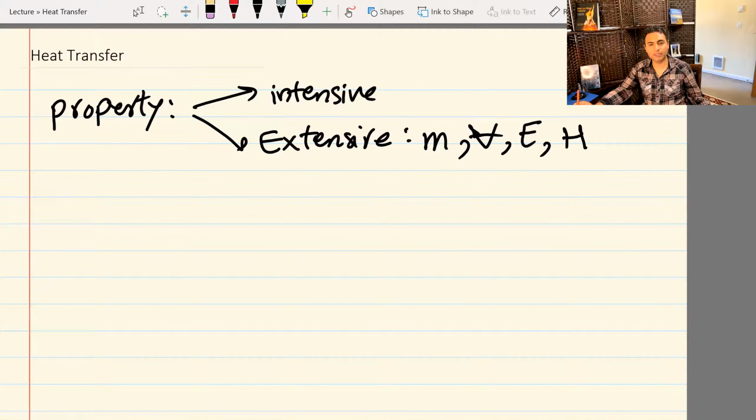Intensive properties are the properties you get if you take the extensive properties and divide them by unit mass. If you divide volume by the mass of the system, what do you get? You get the lowercase v, which we call the specific volume. If you divide the capital E in joules by mass, you get the lowercase e in joules per kilogram. If you want to write it down in your notes, go ahead.